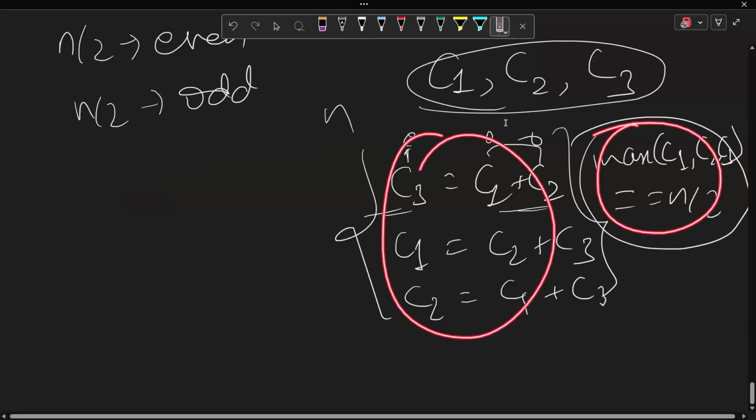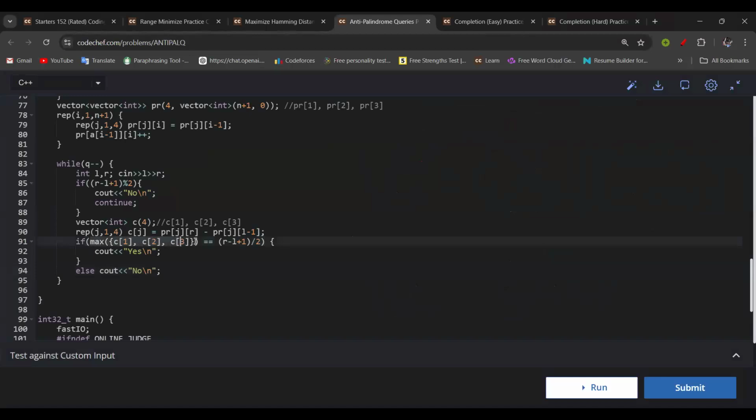Okay, so I have reduced that condition to max of C1, C2, C3 is equal to the length of the range by 2, not n by 2, the length of the subarray by 2. Okay, so if this is satisfied, I would write a cout yes, otherwise no. So I hope this code and problem, everything is clear.